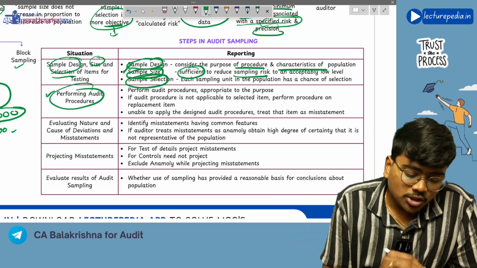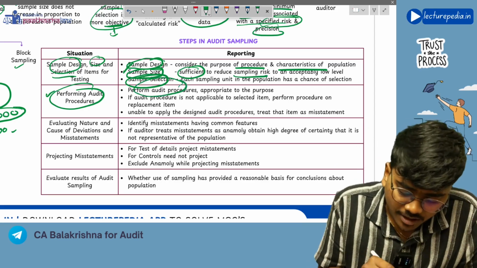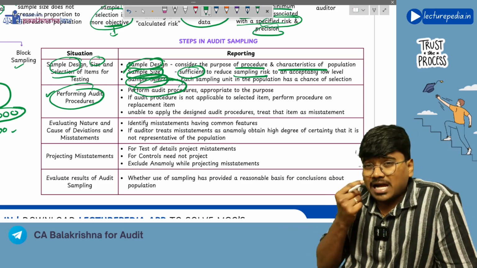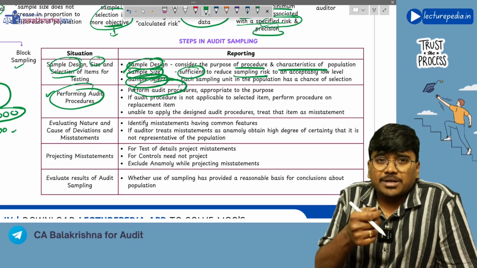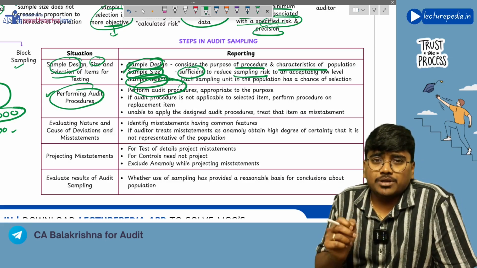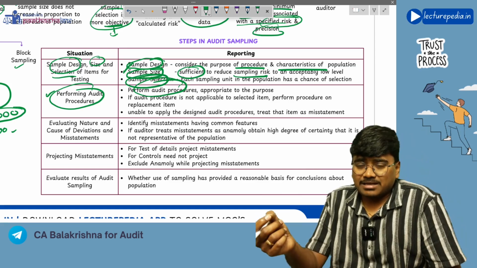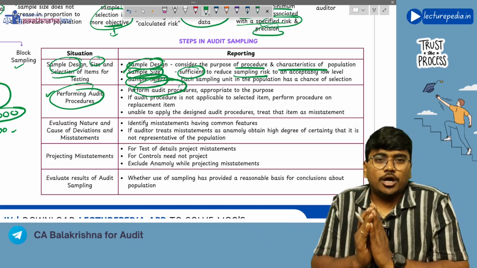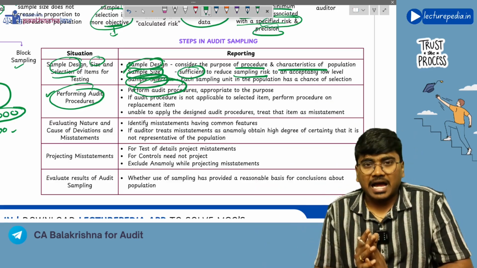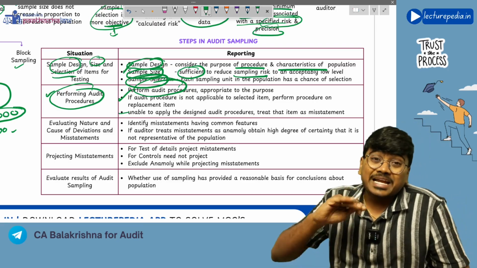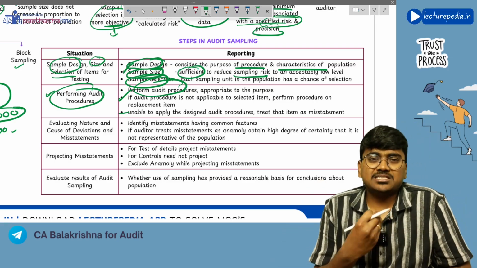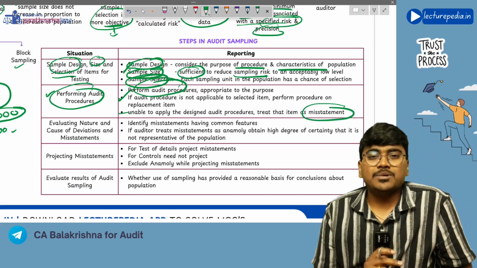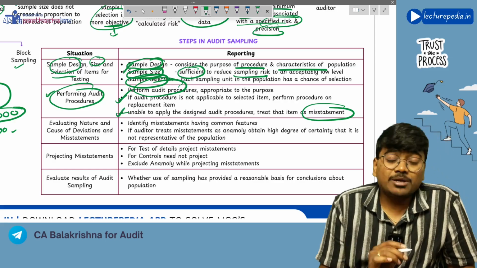Next step is performing audit procedures. Now on the sample, you will perform audit procedures, and if the audit procedure is not applicable to any of the items that you have selected into the sample, then you will remove that item, and in place of that item you will select some other item, and on that new item you will perform the audit procedure. This is nothing but a replacement item, right? Next, if you are unable to perform the designed procedure on one of the sample items, then you will call it a misstatement. Got it? So these 2 points are important.